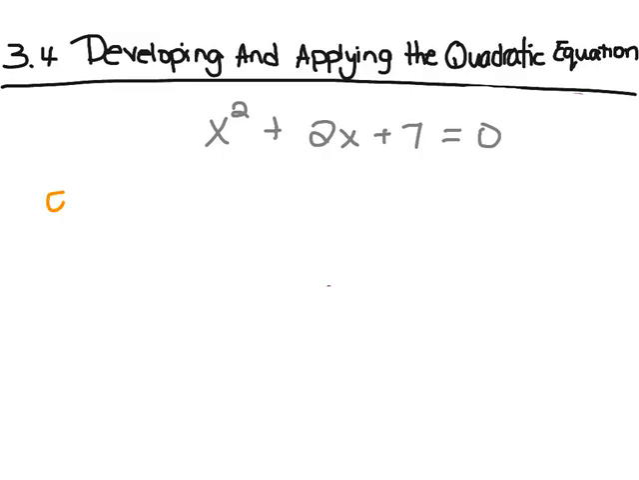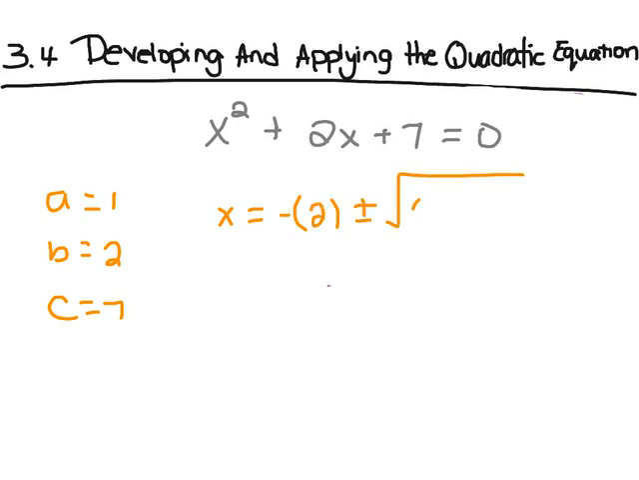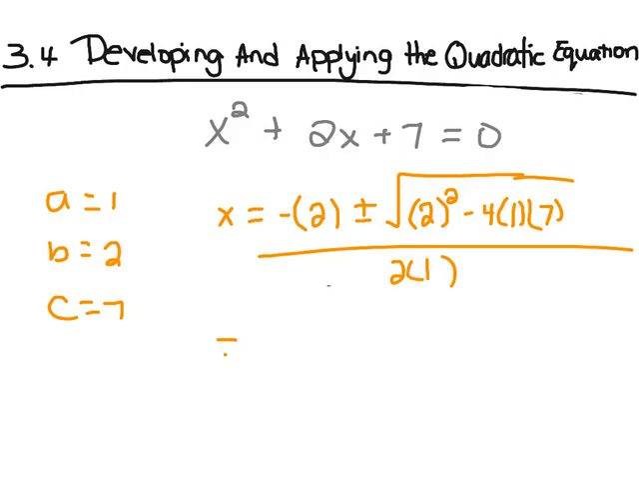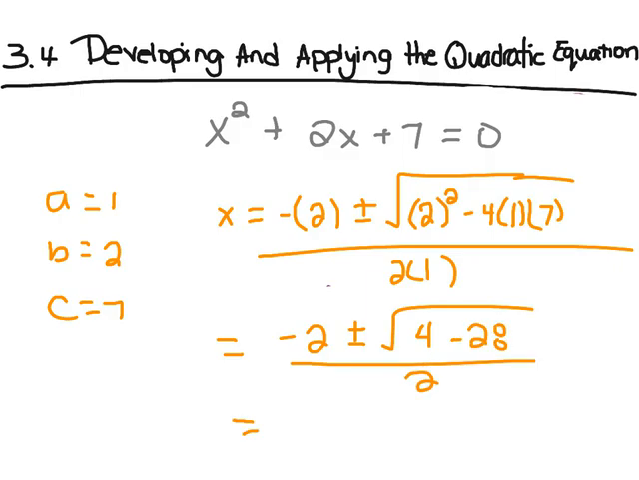For the next question, a equals 1, b equals 2, and c equals 7. We have x equals negative 2 plus or minus the square root of 2 squared minus 4 times 1 times 7, divided by 2 times 1, negative 2 plus or minus the square root of 4 minus 28 over 2. Now 4 minus 28 is negative 24. And because we can't take the square root of a negative number, our answer is no real roots.